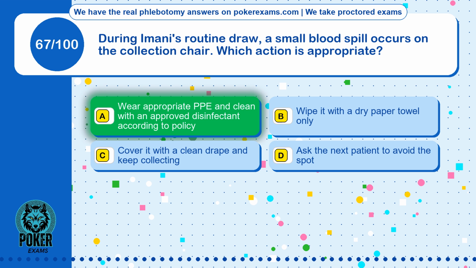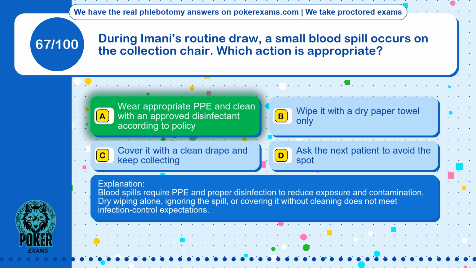The correct answer is option A. Wear appropriate PPE and clean with an approved disinfectant according to policy. Blood spills require PPE and proper disinfection to reduce exposure and contamination. Dry wiping alone, ignoring the spill, or covering it without cleaning does not meet infection control expectations.